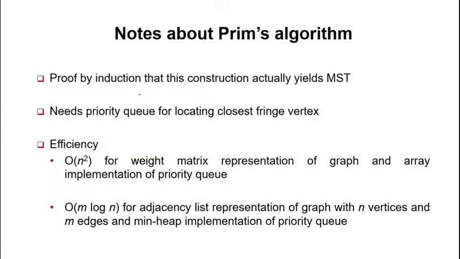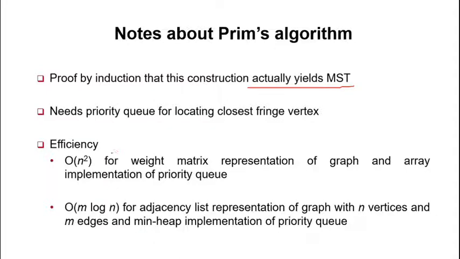Some notes about Prim's algorithm: it can be proved by induction that this procedure yields an MST. There is a proof there. Based on induction, Prim's algorithm obtains the MST, the minimum spanning tree. Use a priority queue for locating the closest vertex. A priority queue is not first in, first out, but is ordered by the priority value, which here is the minimum value of the edge weight.